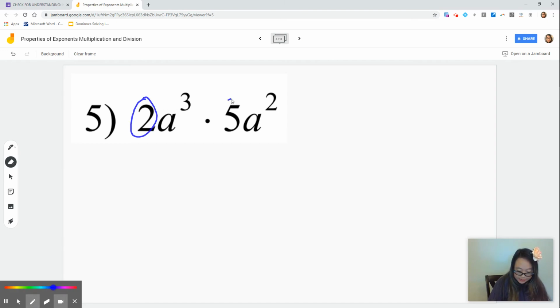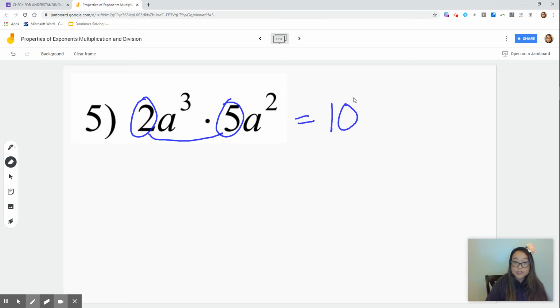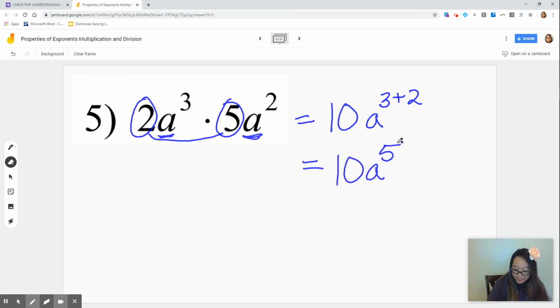Okay, 2 times 5 is 10. Make sure you're multiplying. And then it's a to the third plus 2, because again, we're adding the exponents when we're taking the product, or multiplying these two expressions. Remember, the base is exactly the same. Okay, 10a to the fifth.